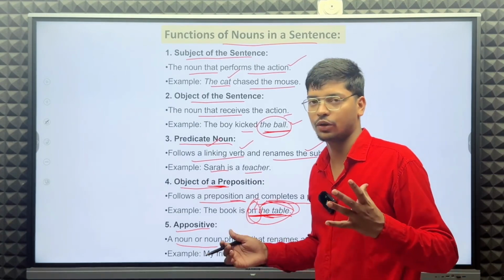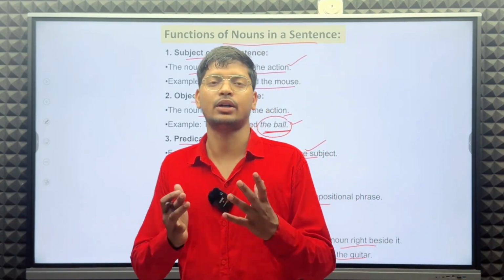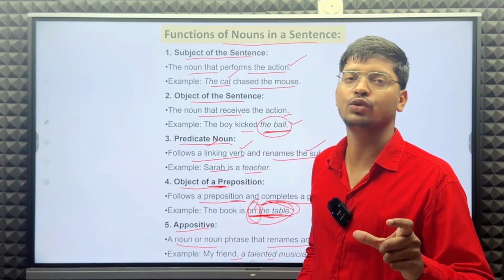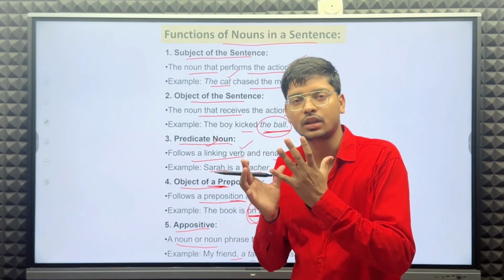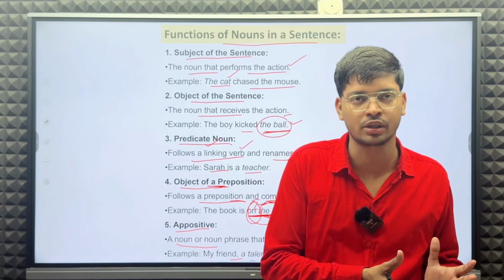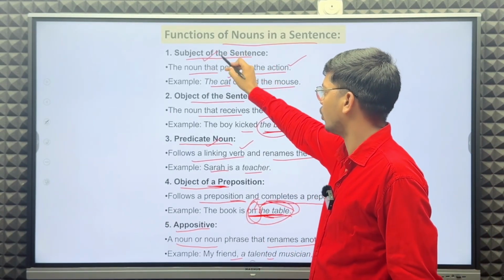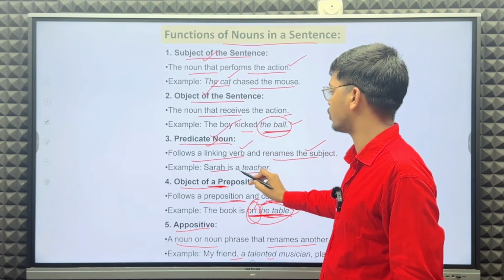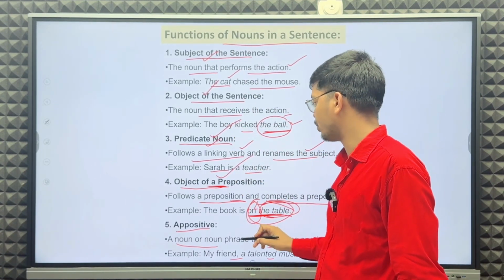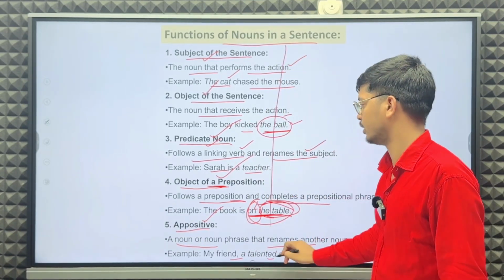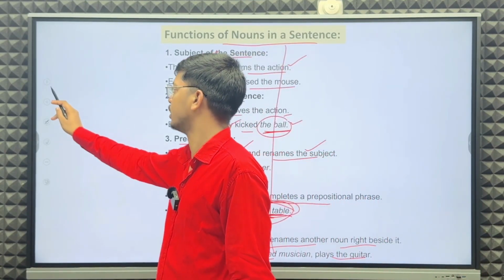So, guys, I hope you understand function of noun in a sentence. Function means how to use them, and there are multiple types of use in a sentence of nouns, like as a subject or object or predicate nouns and object of a preposition and appositive. I hope you understand they are all uses of nouns in a sentence.